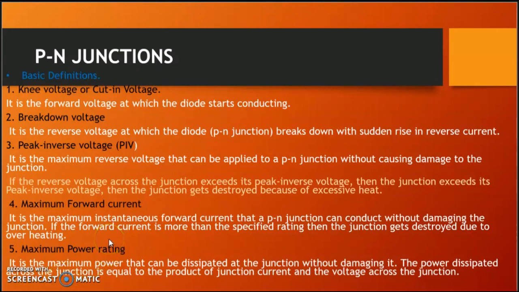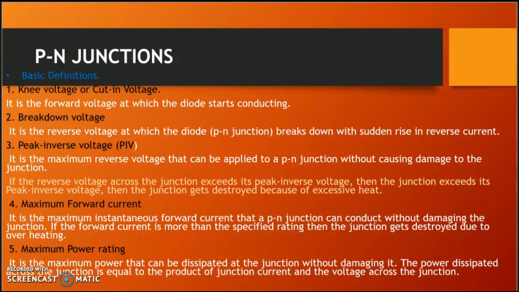We say peak inverse voltage. It is the maximum reverse voltage that can be applied to a PN junction without causing damage to the junction. So the maximum reverse voltage a PN junction can hold without destroying or damaging it is called the peak inverse voltage. So this means if a PN junction or a diode exceeds its peak inverse voltage, the junction will get destroyed or it becomes very hot.